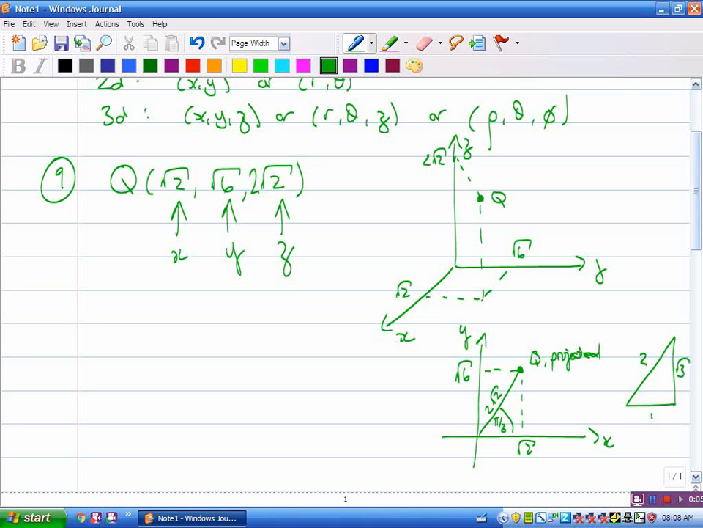So let's have a look. That's given us our r, it has given us our theta, and our z comes free of charge for cylindrical coordinates because the z is the same as the z in the rectangular. So in cylindrical, r is 2 root 2, theta is pi over 3, and z is also 2 root 2.